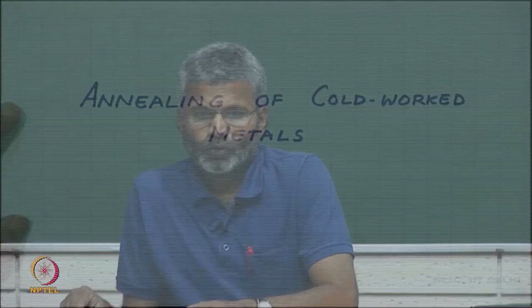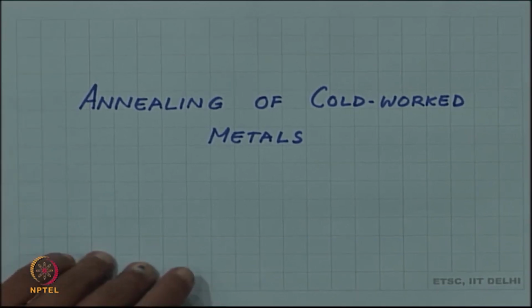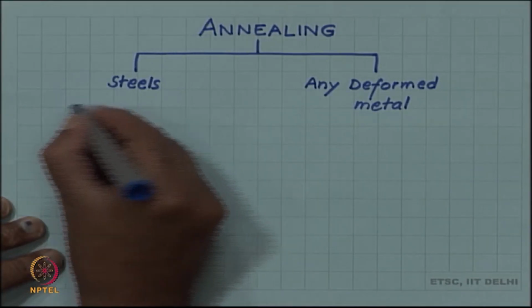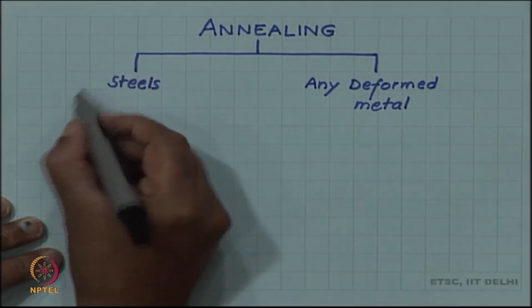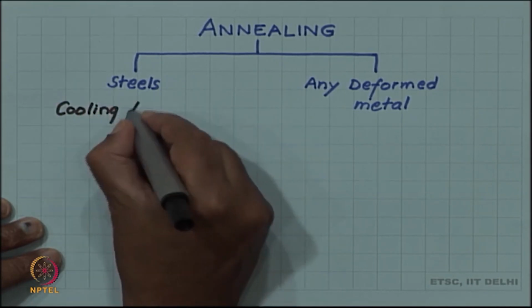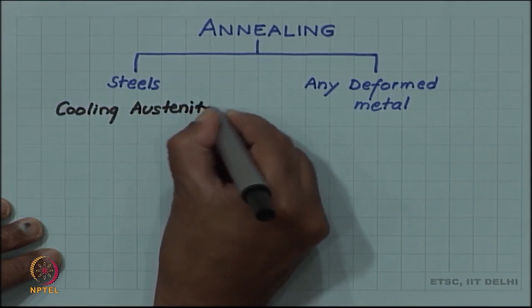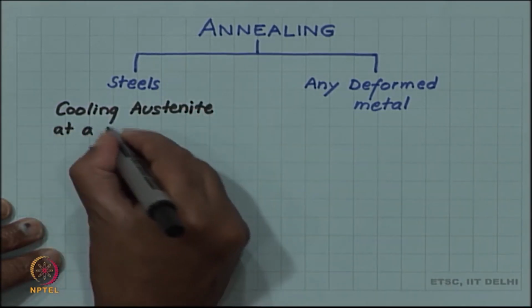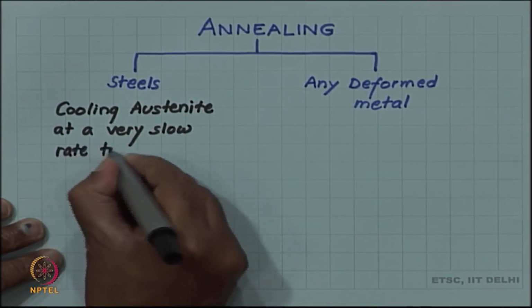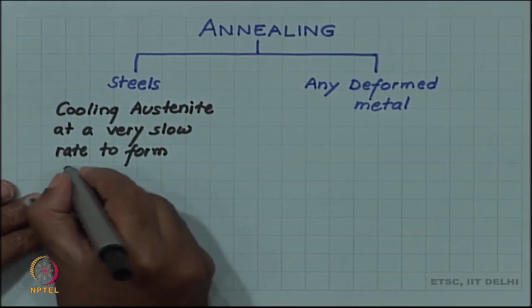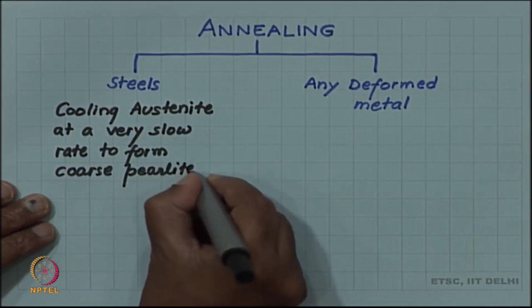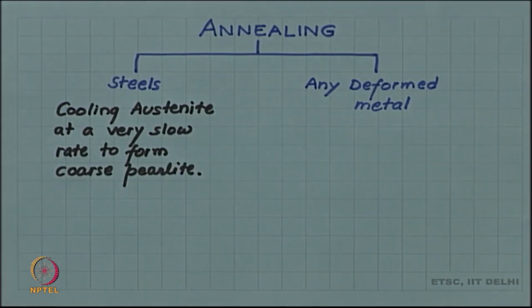Let us discuss annealing of cold worked metals. This is a slightly different sense. We have already met annealing in case of steels. There we saw that annealing meant cooling austenite at a very slow rate to form coarse pearlite. That is what we meant when we talked about annealing in case of steels.